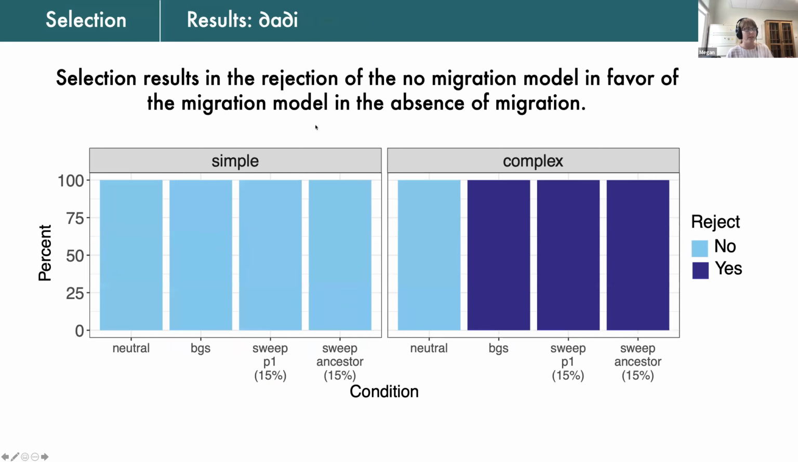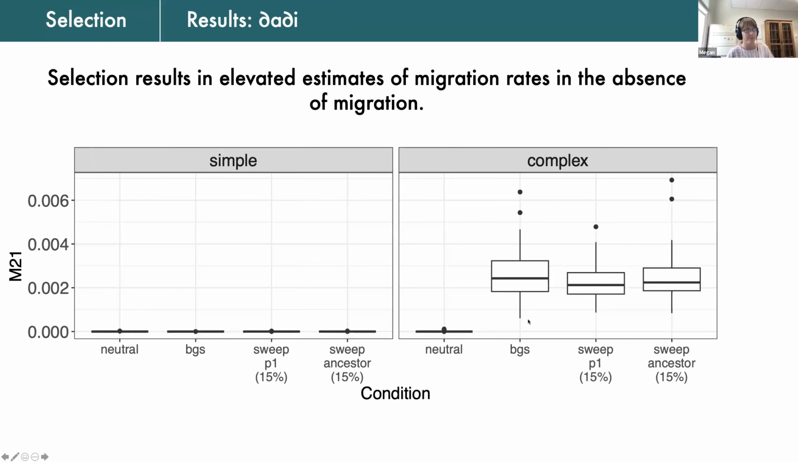Okay, so again, here are the results from the likelihood ratio test. Light blue is good. We didn't reject the divergence model, and we do a great job under the simple model. But when we combine the complex model and selection, we always reject that model in favor of a model with migration. Again, very concerning since there is no migration in these data sets.